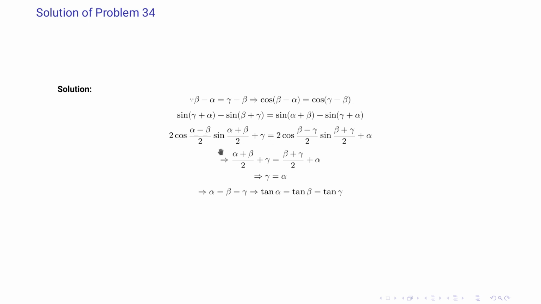So we cancel them out. What remains is sine of (alpha plus beta)/2 plus gamma. And on the right hand side we have sine of (beta plus gamma)/2 plus alpha. So we equate them. Upon equating, we get gamma is equal to alpha. Since gamma is equal to alpha, alpha is equal to beta is equal to gamma, which leads to tan alpha is equal to tan beta is equal to tan gamma.